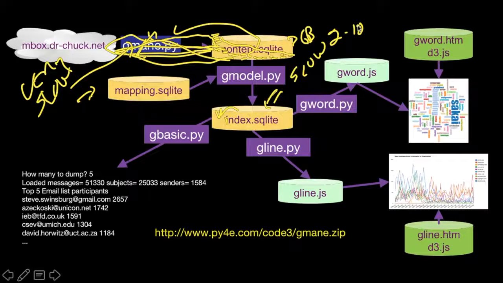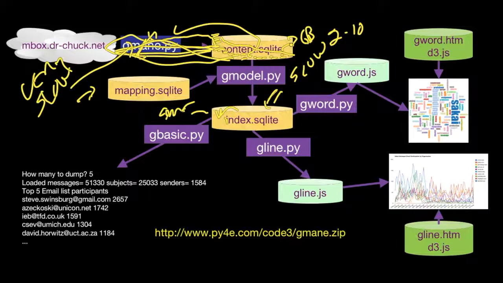And it maps names, and when it's all said and done, this is a very small, highly normalized, nice data model. Content SQLite has an ugly data model. Index.SQLite has a pretty data model. It's got foreign keys, it's got all this stuff. And all those things we talked about in the database chapter where it's efficient.